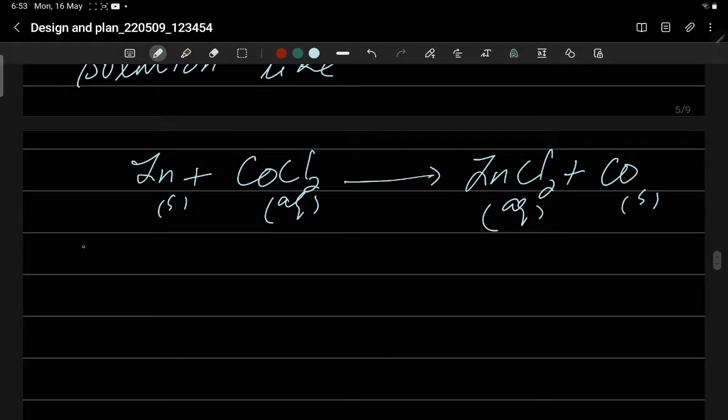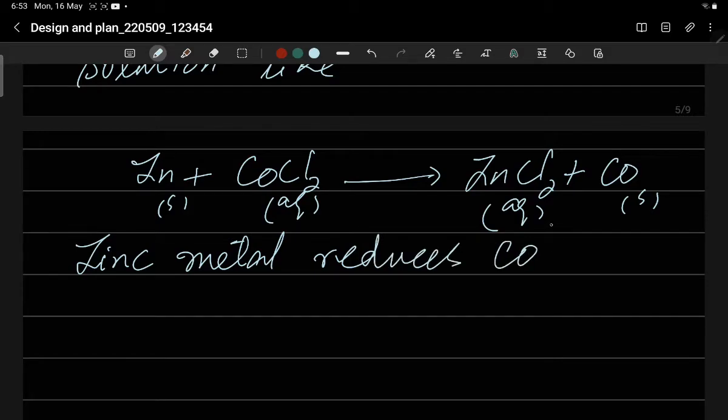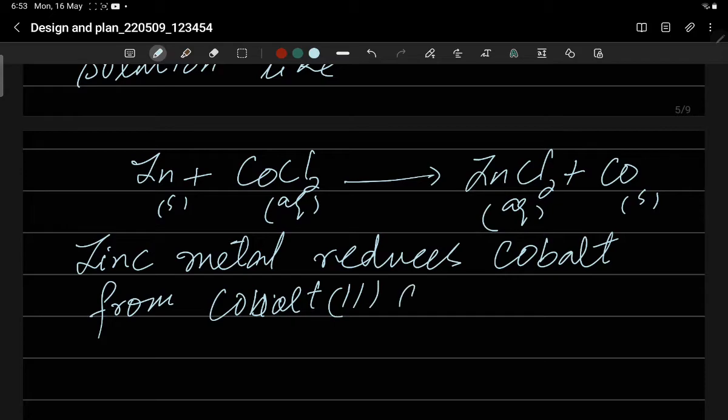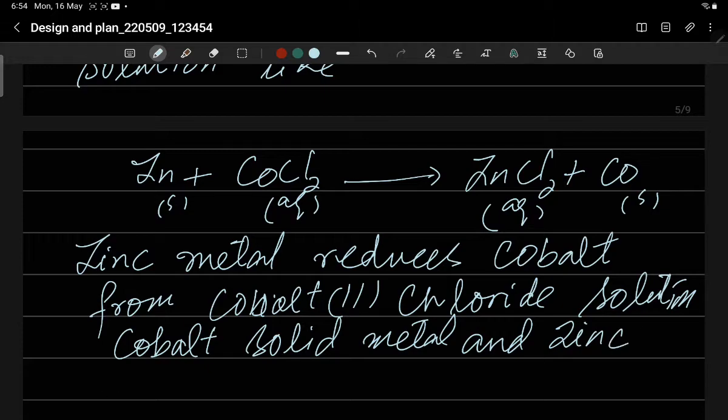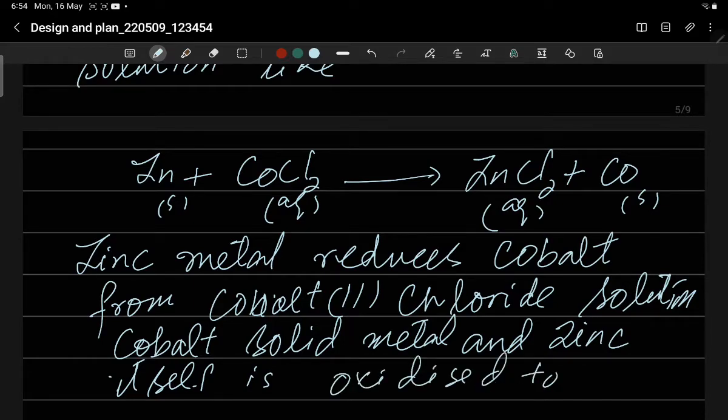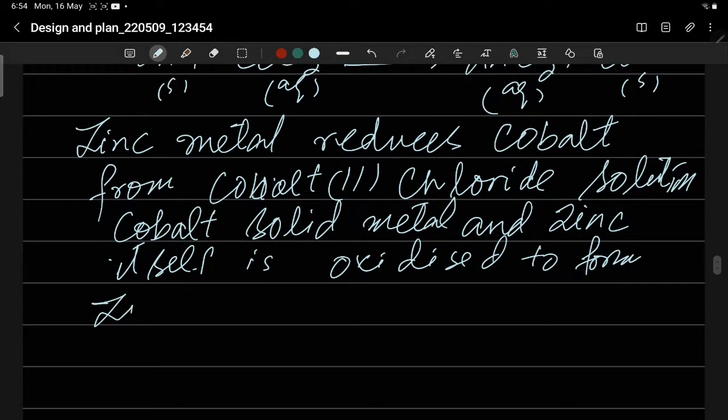So zinc metal reduces cobalt from the cobalt chloride solution to form cobalt solid metal, and zinc itself is oxidized to form zinc chloride.